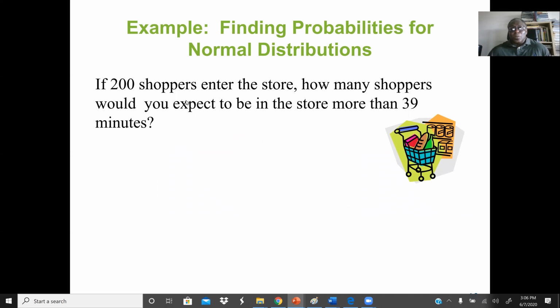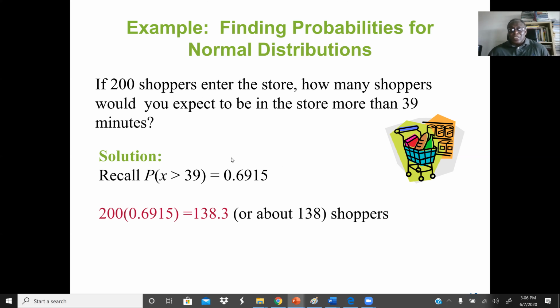Now, if 200 shoppers enter the store, how many shoppers will you expect to be in the store more than 39 minutes? We know the mean, we know the standard deviation. So we subtract the mean from the value, which in this case is 39, and divide the difference by the standard deviation. That will give us, again, the z value. If we recall, this is what we get.